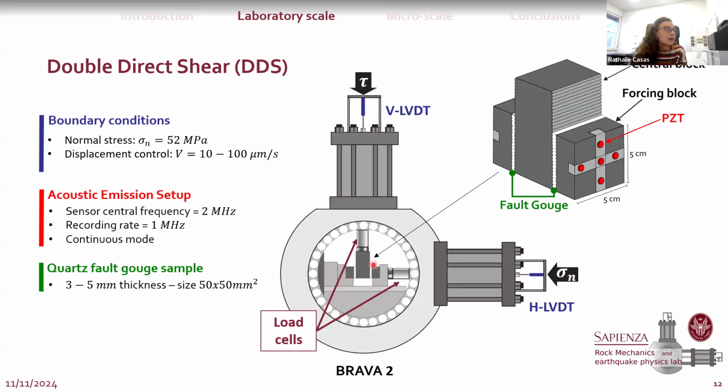So for this experiment, I used a double direct shear setup with the machine BRAVA that is in the Sapienza here in Rome. So this is the type of experimental sample that we use. We have two synthetic fault gouge layers here and here, parallel together, that are sandwiched between two forcing blocks and the central block. So we insert this sample into the biaxial machine here. First, we apply a normal stress of 52 MPa. And once the sample is compacted enough, we shear our sample with this vertical piston here at a constant velocity of 10 to 100 microns per second.